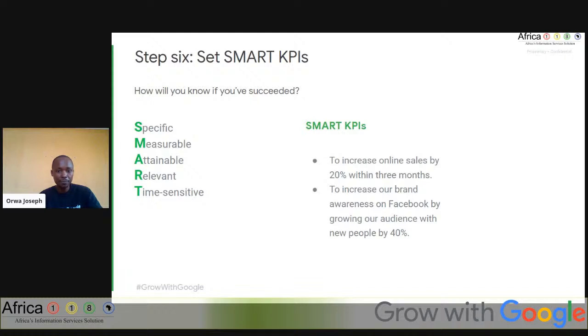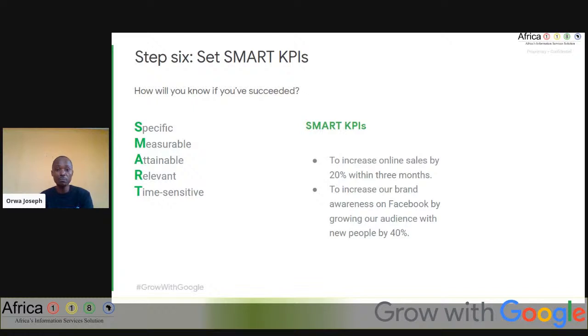In other words, is your objective specific? Can you measure the progress towards that goal? Is the goal realistically attainable? How relevant is the goal to your organization? What is the time frame for you to actually achieve that? When you put that together, you will have a digital marketing strategy that is measurable.